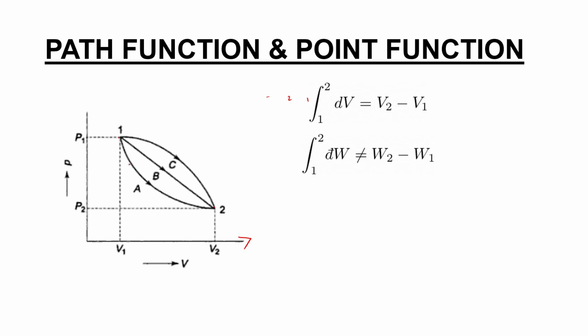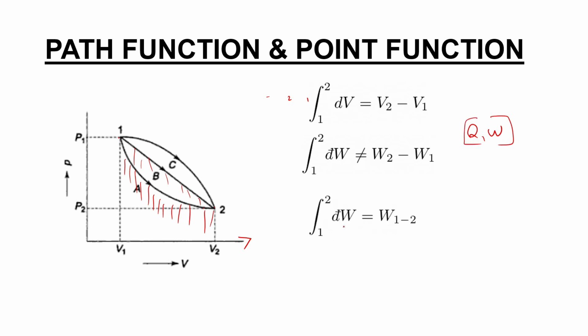You know that this work can be easily calculated by the area under the graph. So if you note, through different processes A, B and C, the work will be different. So work actually is a path function. It depends upon the path. Similarly, heat is also a path function. These two are the path functions.